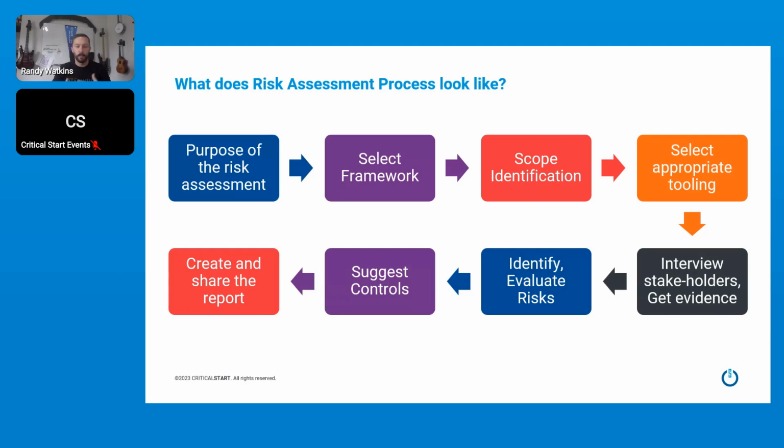Then with Booz Allen, we're mandated to get one through the big three. So there are reasons for doing that. But once you pick the framework, you identify the scope, and you go through and select the tooling. Again, if you're using a third party, a lot of times they'll bring in the tools, and then they will do the interviews, or you can do interviews, gather that evidence, evaluate all the risk, start suggesting controls, and then create and share the report. That's where you start bubbling it up to senior leadership after you develop that roadmap. This is really what's driving roadmap development, or should be driving roadmap development.